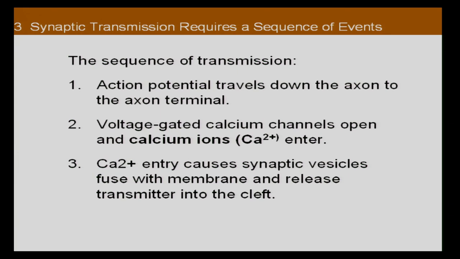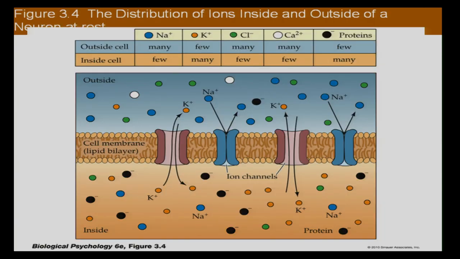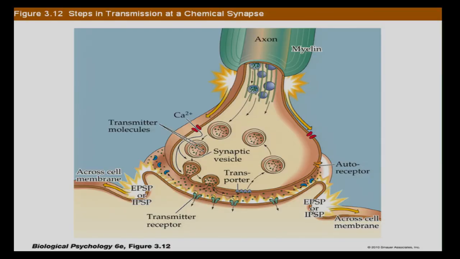It opens, and calcium ions enter the presynaptic terminal. Why? Because, again, going back to what's happening at rest, there's lots of calcium on the outside, a little bit of calcium on the inside. When the voltage-gated calcium channel opens, because of the force of diffusion going from high to low, you get an influx of calcium into the presynaptic terminal, that is, the terminal at the end of the axon.